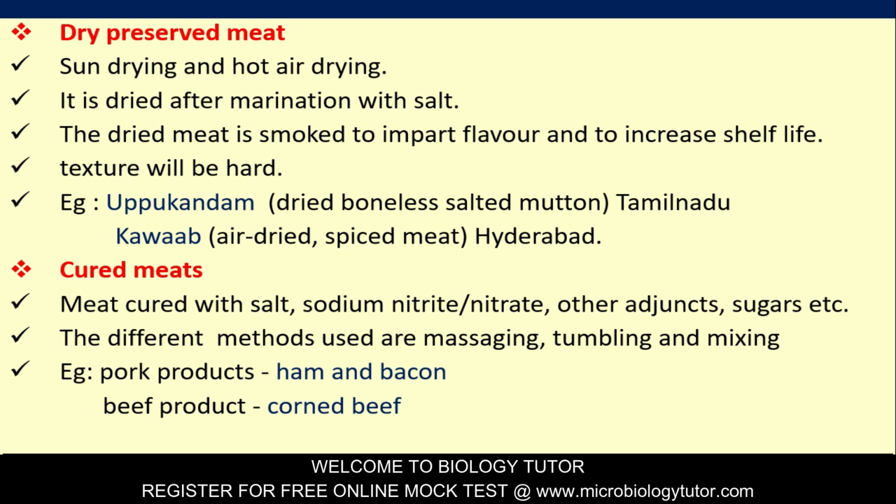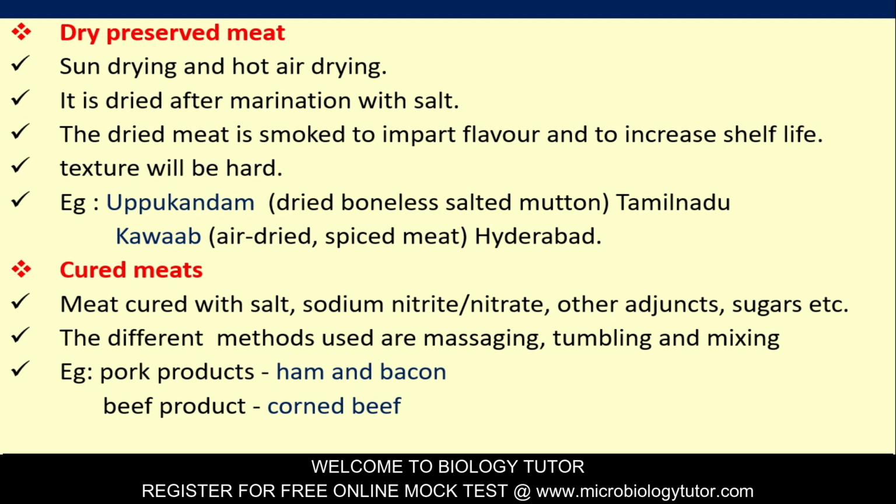Dry preserved meat. Sun drying and hot air drying are used. It is dried after marination with salt. The dried meat is smoked to impart flavor and to increase the shelf life of the product. Texture will be very hard. Example, uppukandam and kebab.